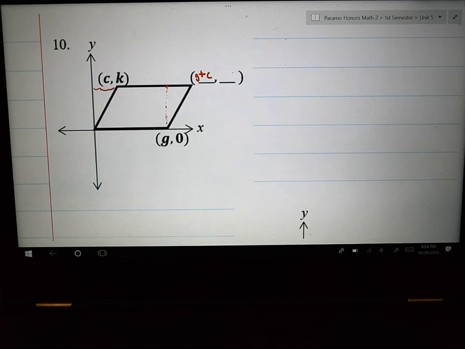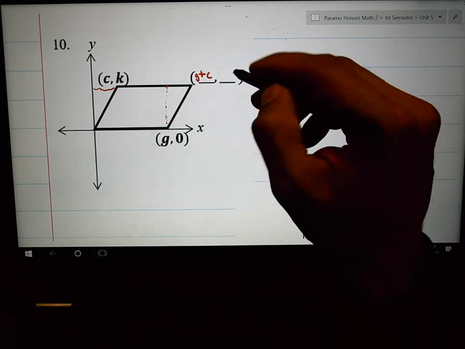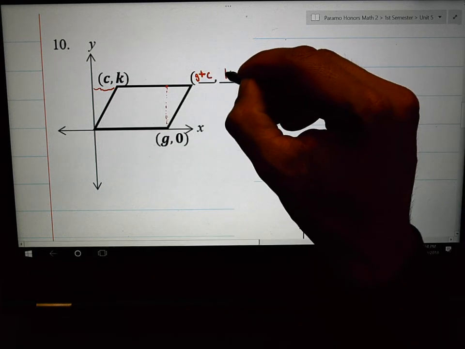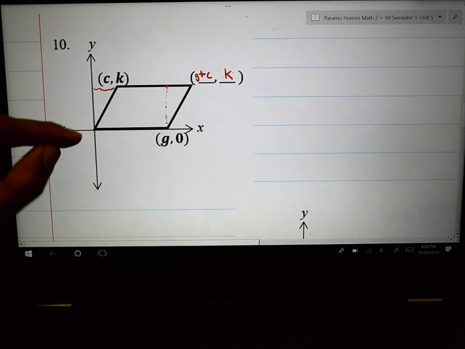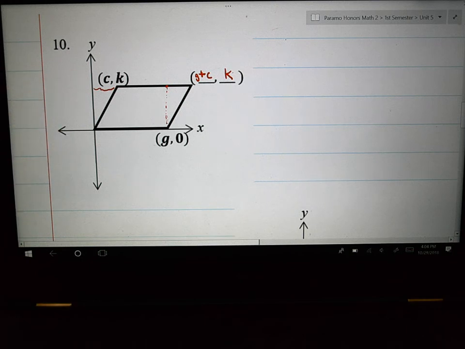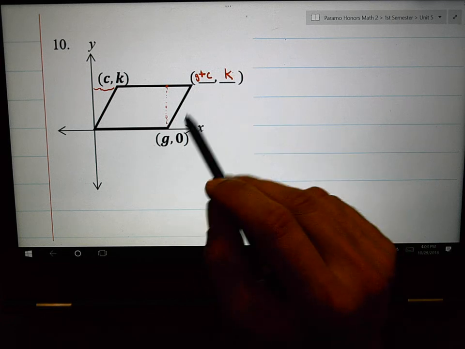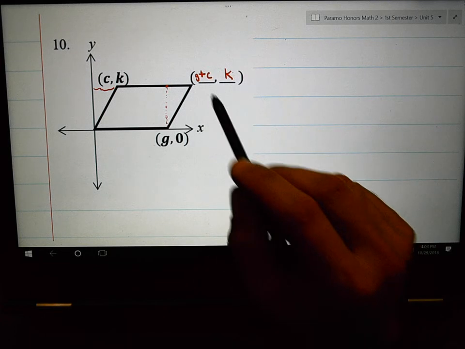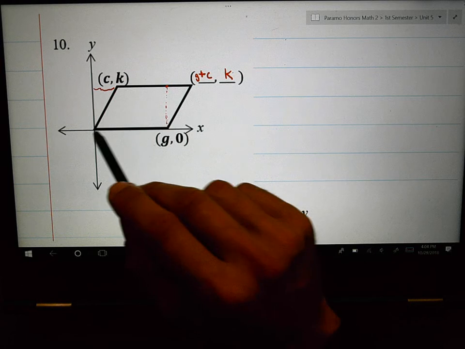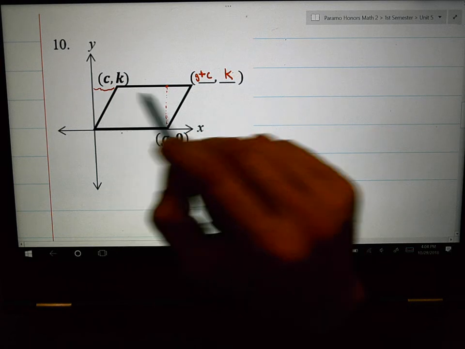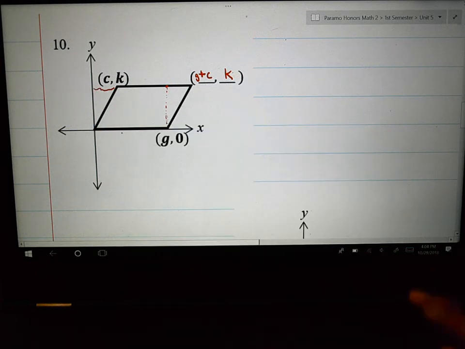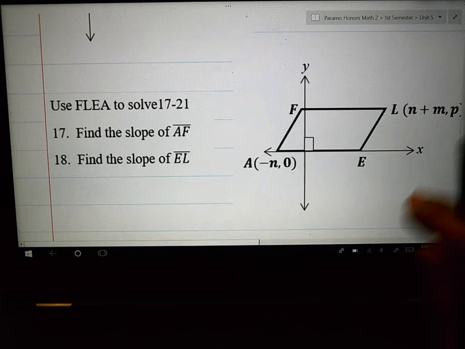And then, how far up is this? This is K, because we went up K units for that vertex. There's our coordinate. This is probably one of the only ones that are going to have this addition sign. Sometimes we're going to have these addition signs, because for this distance, we have to add the same distance that was away. Next example.